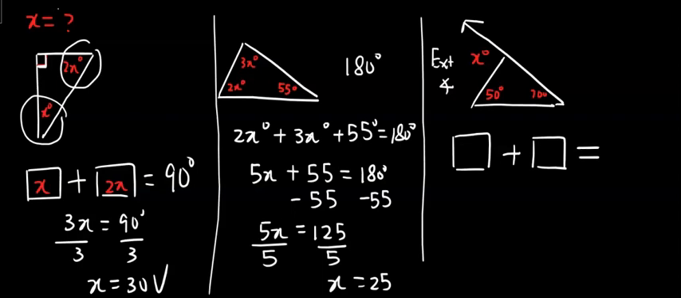Equals, that's equals. Exterior angle, that is x. Therefore, x is 50 plus 70. x is 120. 120. All right. That's it. That's all we need to do.